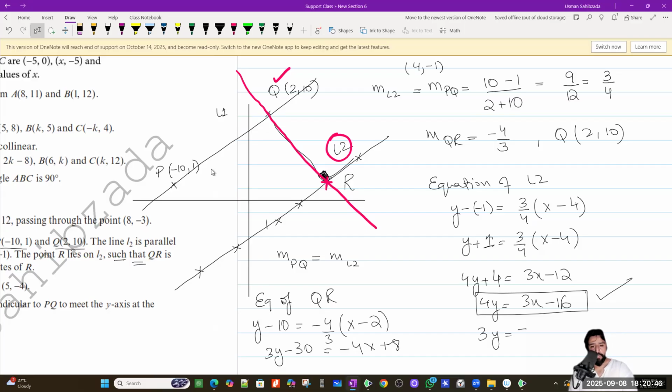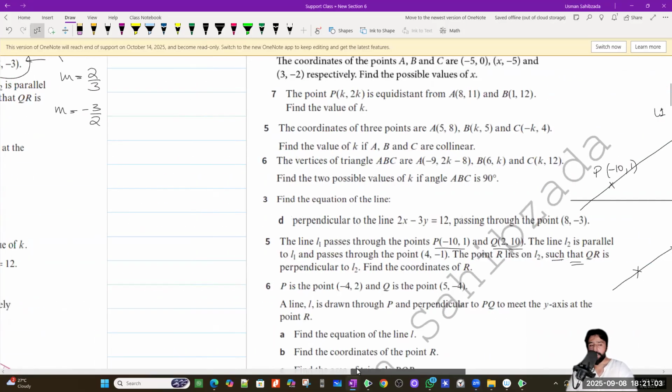3y equals minus 4x. The 30 goes on this side, becomes 38. That's my second equation. And I can solve this simultaneously. And when I solve this simultaneously, I get the value of x and y, which is the intersection QR. Is that good?